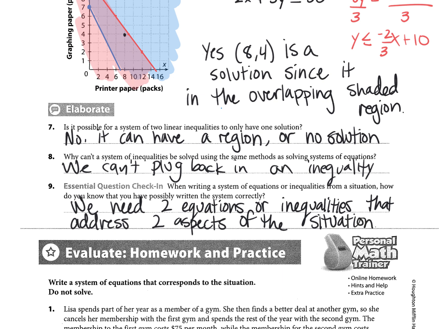So for example, in the printer and graphing paper situation, we needed an equation that addressed how many packs, and then our second equation addressed how much money. Same thing with the pencils and markers. We had an equation that addressed how many items were purchased, and then one that addressed how expensive or the price for it. We've also talked about different things with like basketball, how many shots were taken and how many points were made, and those sorts of things. There's two equations or inequalities, and they address two different aspects of the situation.